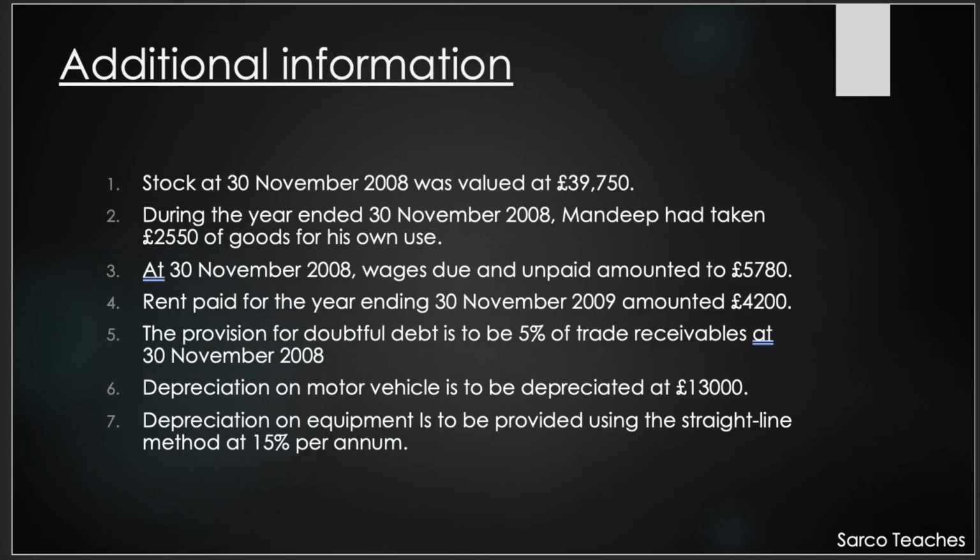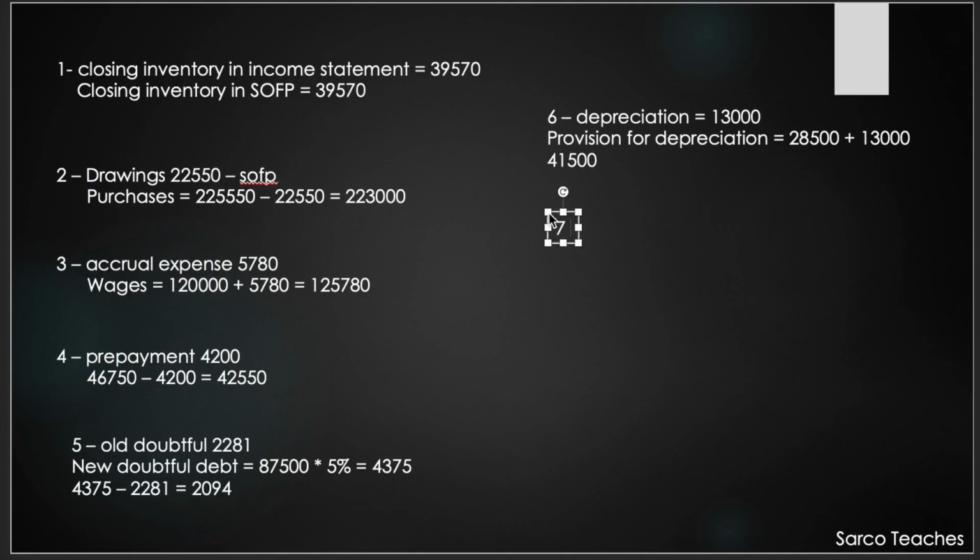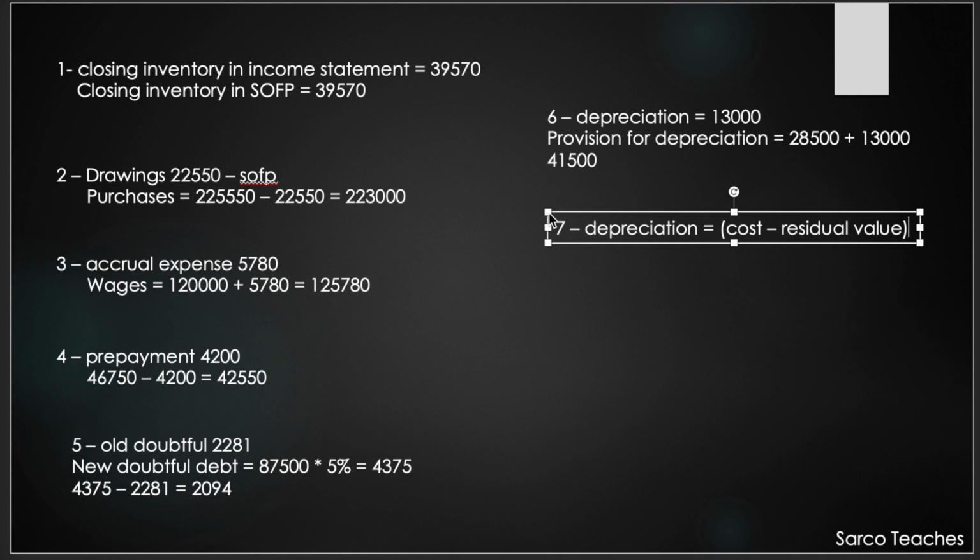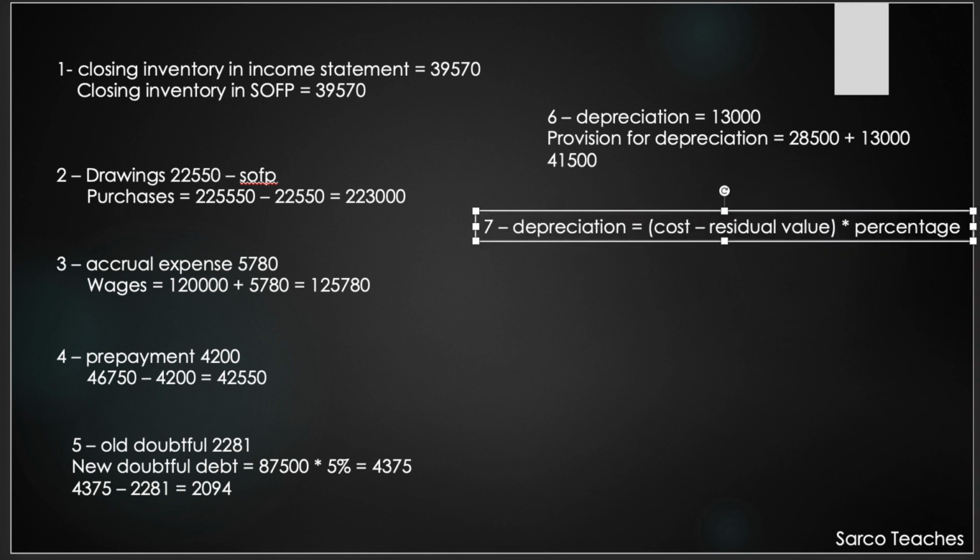Last adjustment. Depreciation on equipment is to be provided using the straight line method at 15% per annum. Okay, so we will go back to our working sheet where we do our workings. So how do you work out the depreciation using a straight line method? It's cost minus residual value times percentage.